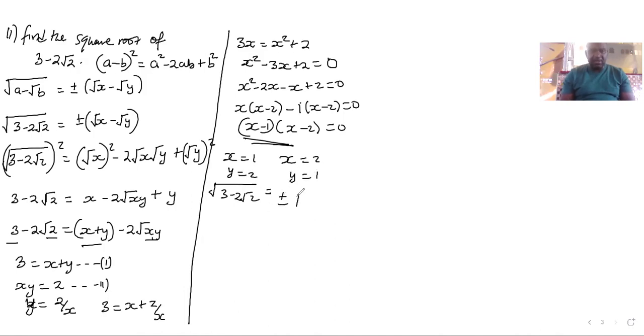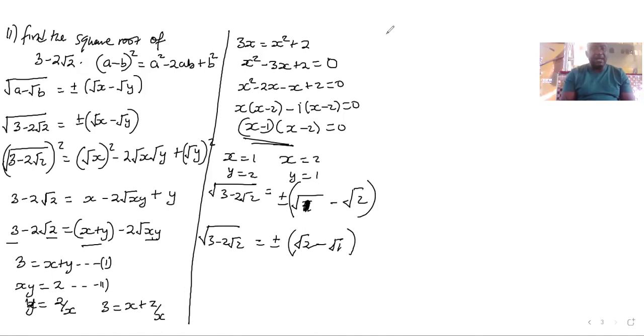So we shall have plus or minus root of X, which is 1, minus root of Y, which is 2. Then the second term is going to give me plus or minus, open brackets, root of 2 minus root of 1. This one is not the same as the previous number. This one is slightly different because the terms are not the same. So this is root of 2 minus root of 1. Root of 2 minus root of 1 is a positive. Root of 1 minus root of 2 is a negative. But the other one was addition, so everything was the same.